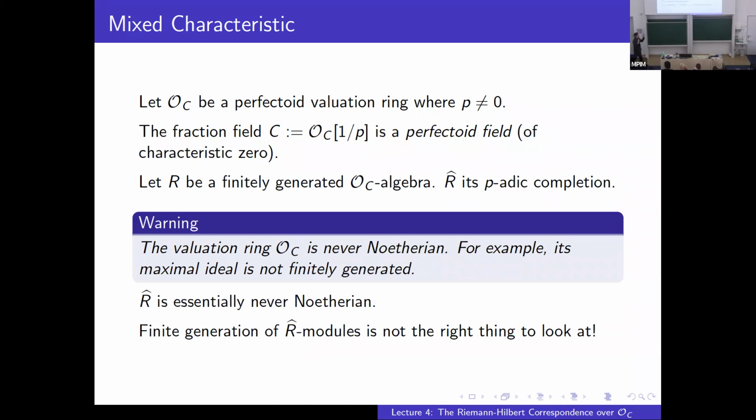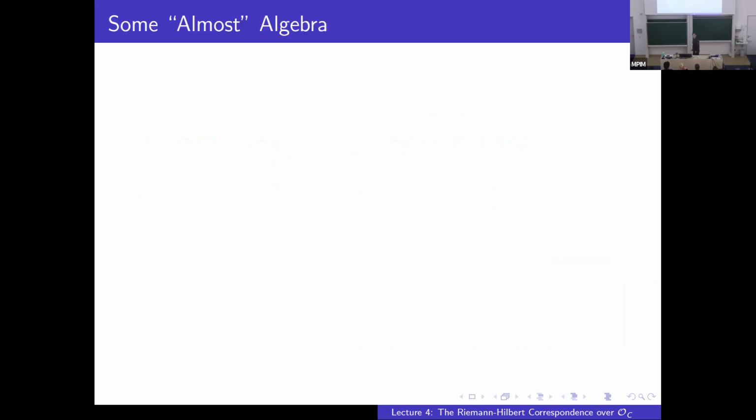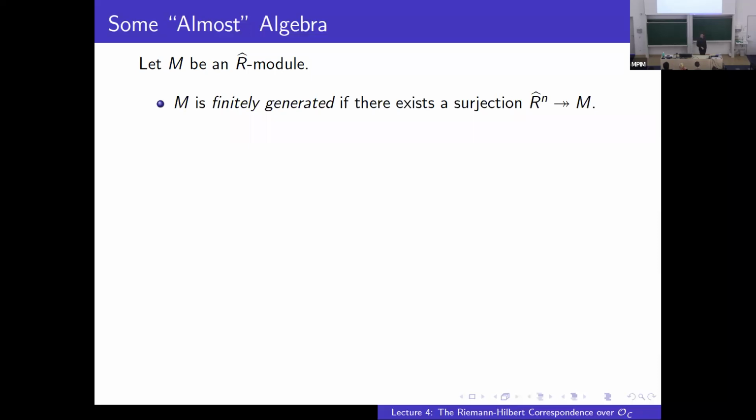And the theory of finitely generated modules over rings like R hat is not well behaved. Finite generation is not necessarily the kind of thing that you want to look at. But there's a replacement for finite generation in this context, which uses the sort of almost commutative ring theory. So let M be an R hat module. And recall what it means for M to be finitely generated: there exists a surjection from R hat to the N into M.